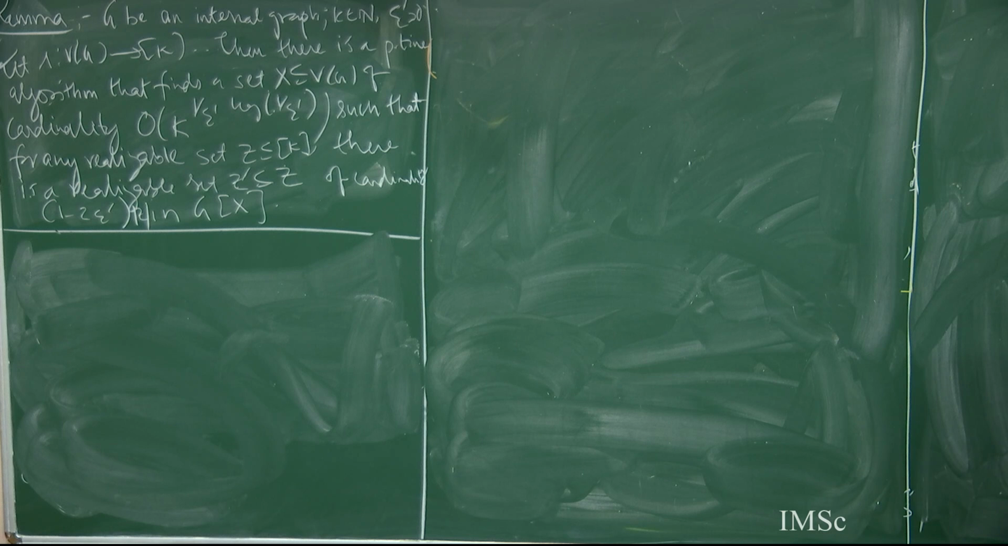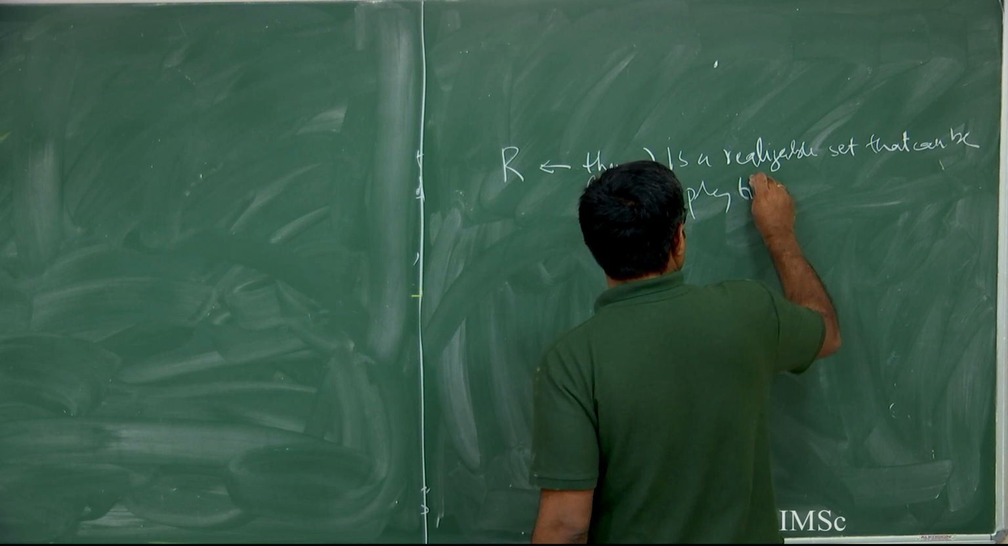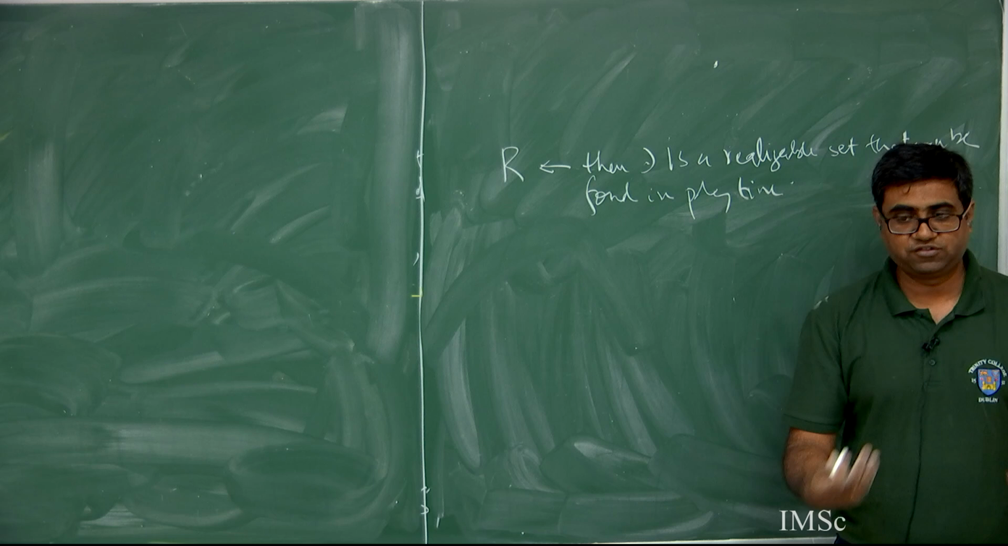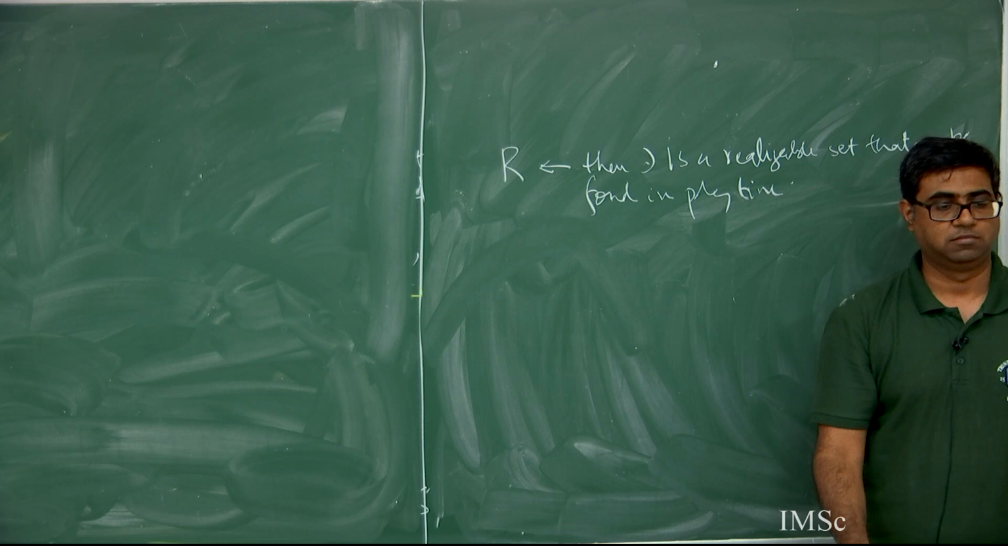So what are the two properties? R is the rich labels. Then there is a realizable set that can be found in polytime, right? That was the idea. This is what we saw. If I give you R, a set of rich labels, then you can find a set which realizes this in polynomial time. I just now gave an algorithm.